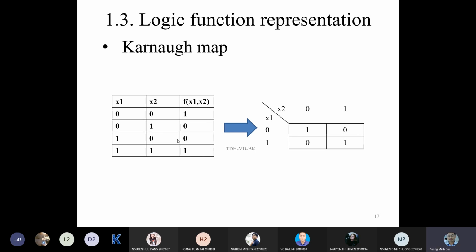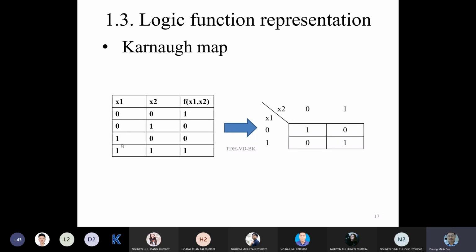Okay, so the idea of the Karnaugh map is that instead of listing all the combinations as in the truth table, we use a 2D table to describe the combinations and the value of the logical function, and we divide the input variables into two groups, and the first group will be presented for the rows of the table, and the other group is for the columns of the table.